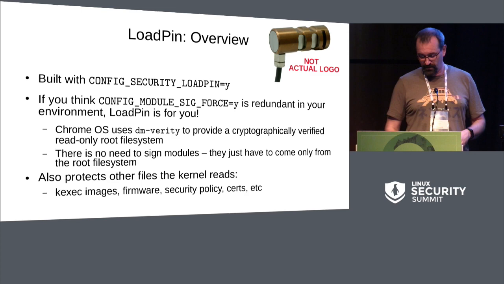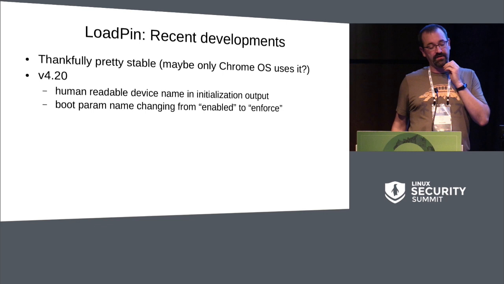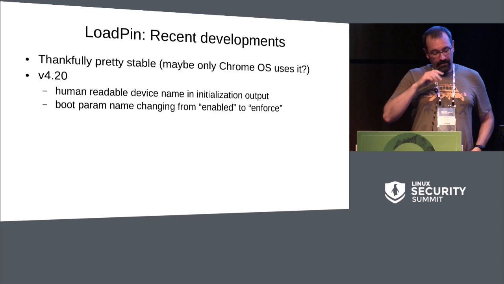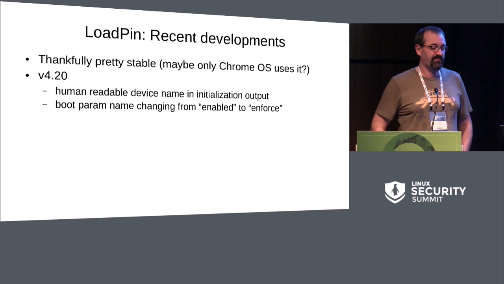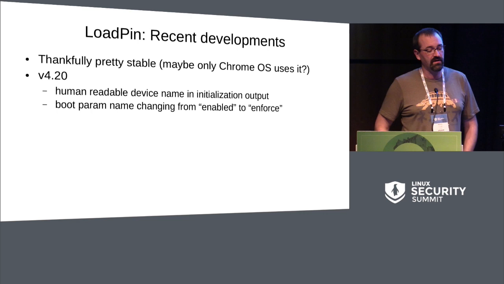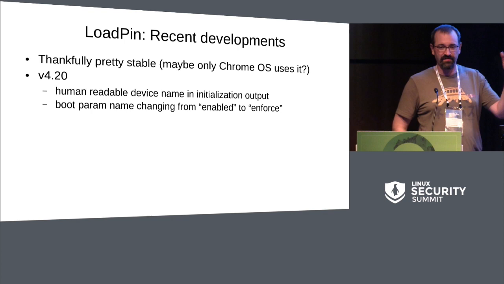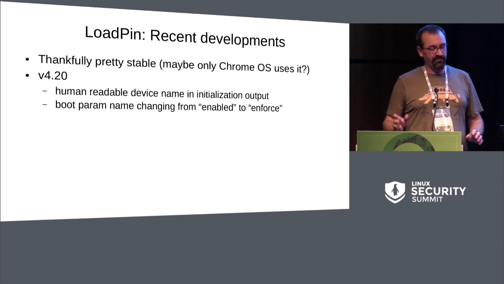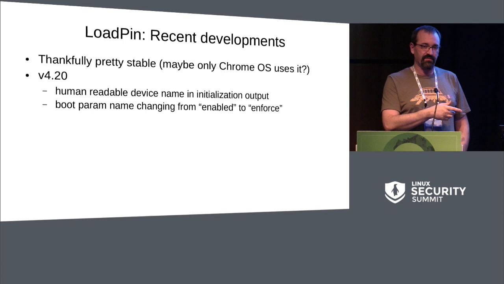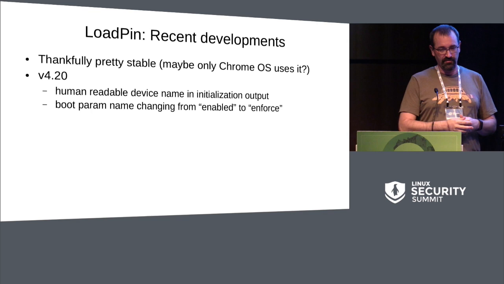LoadPin is pretty stable, perhaps because only Chrome OS is using it. I'm not sure. I haven't heard from any other people. Having been pretty stable, I poked a couple things into it for 4.20 as part of some of the stacking work that Casey talked about. It became obvious that there was some terminology confusion in LoadPin, as LoadPin was always enabled, it just wasn't paying attention. So it was doing some tracking in the background. So, the idea of enforcement versus enabling, I borrowed the enforce terminology. And then I finally got frustrated enough with some of the error reporting on it that I made sure to figure out how to get human readable device names out of the reporting.